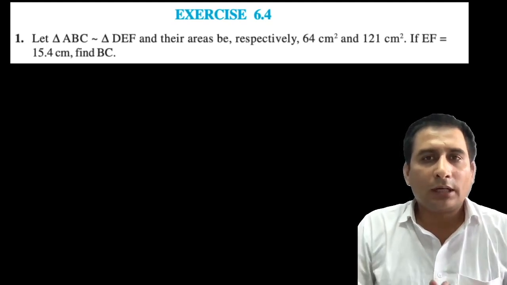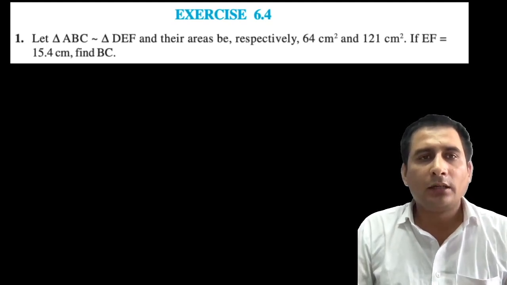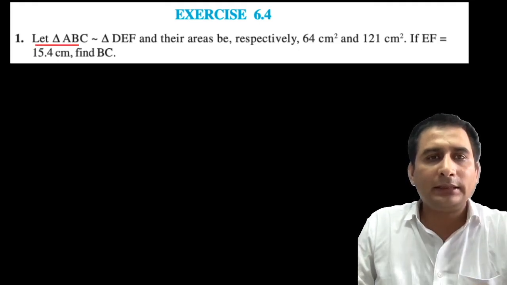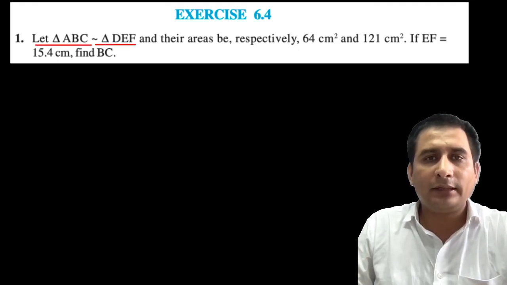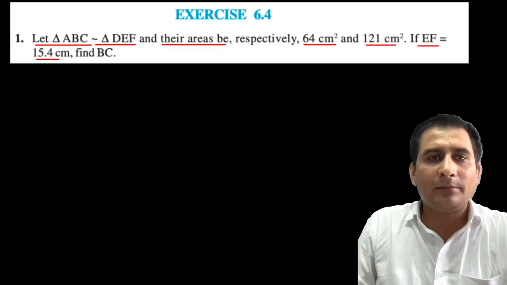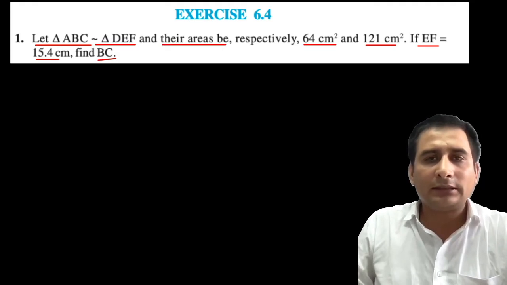Okay, now we are going to start with this exercise 6.4. Look at this question number 1. In this question, triangle ABC is similar to triangle DEF in their areas. The areas are given, ABC is similar to DEF, EF is given and BC we need to find. So we have discussed a theorem.